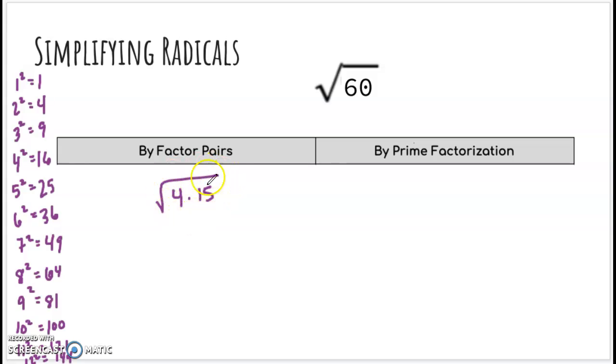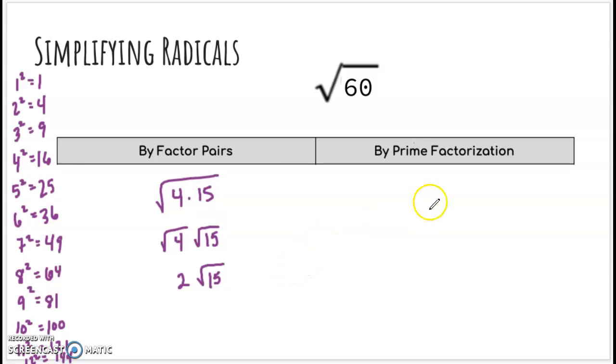Okay, and there's a special thing happening with simplifying radicals: when you multiply radicals, you can just multiply them together under the radical, or you can also split them apart. So I can do the square root of 4 times the square root of 15. If I take the square root of 4, I end up with 2. And I don't have anything left. 15 doesn't break down any further, so I would end up with 2 times the square root of 15 as the simplified form of the square root of 60.